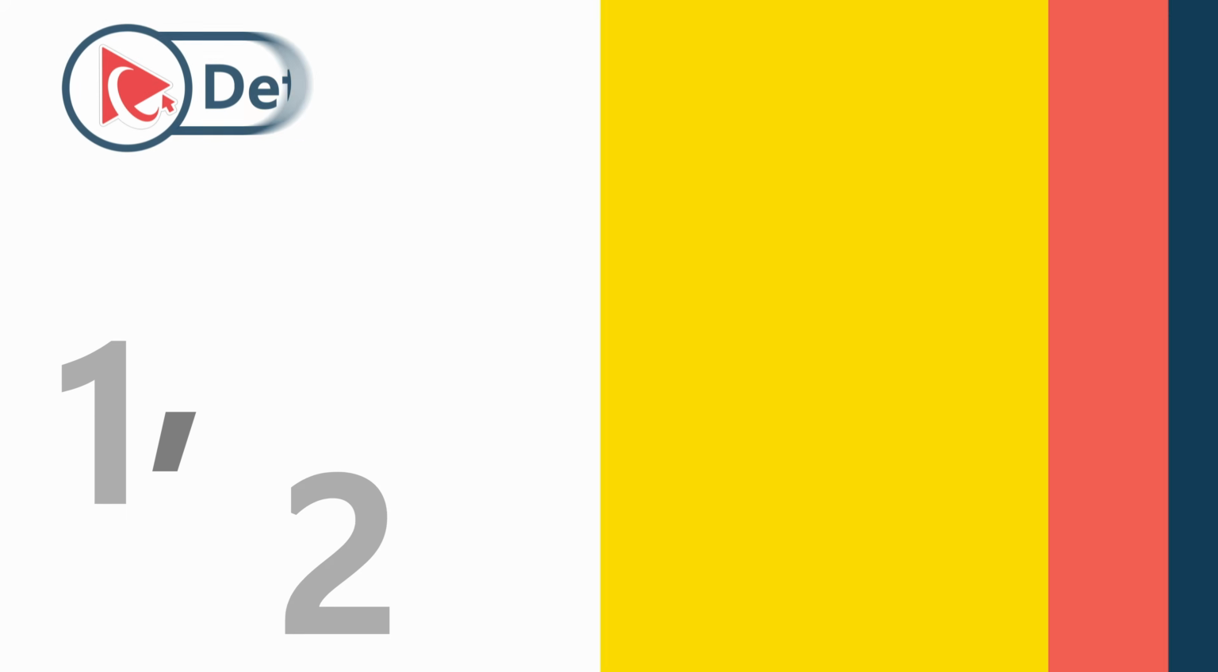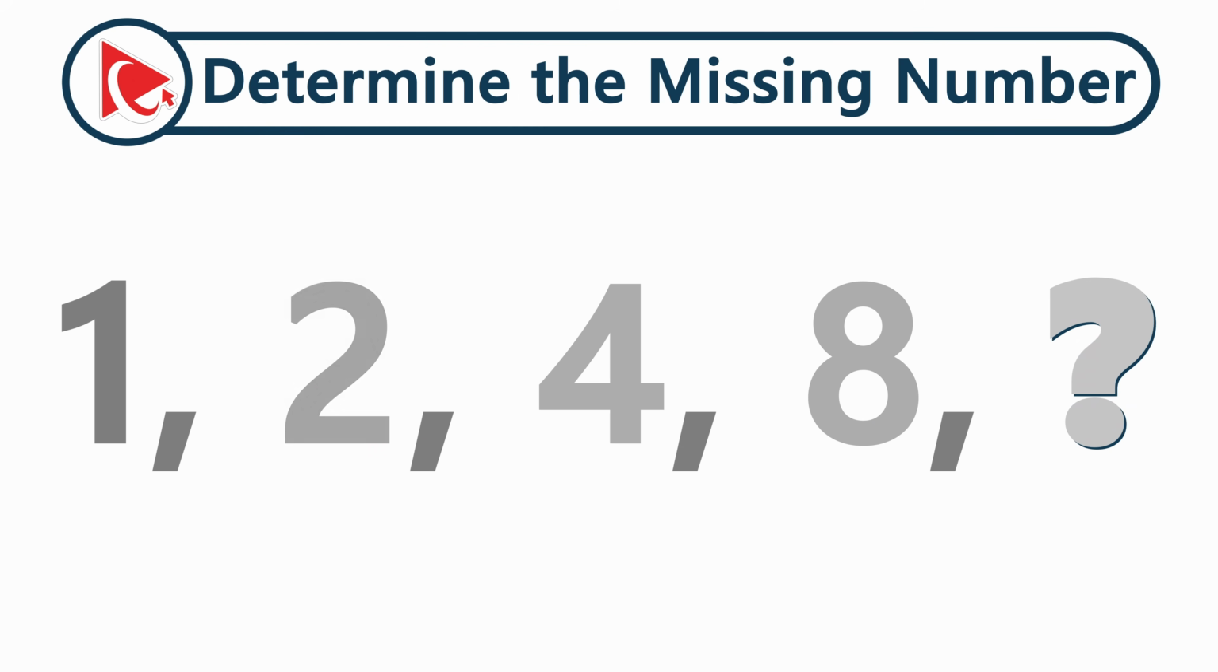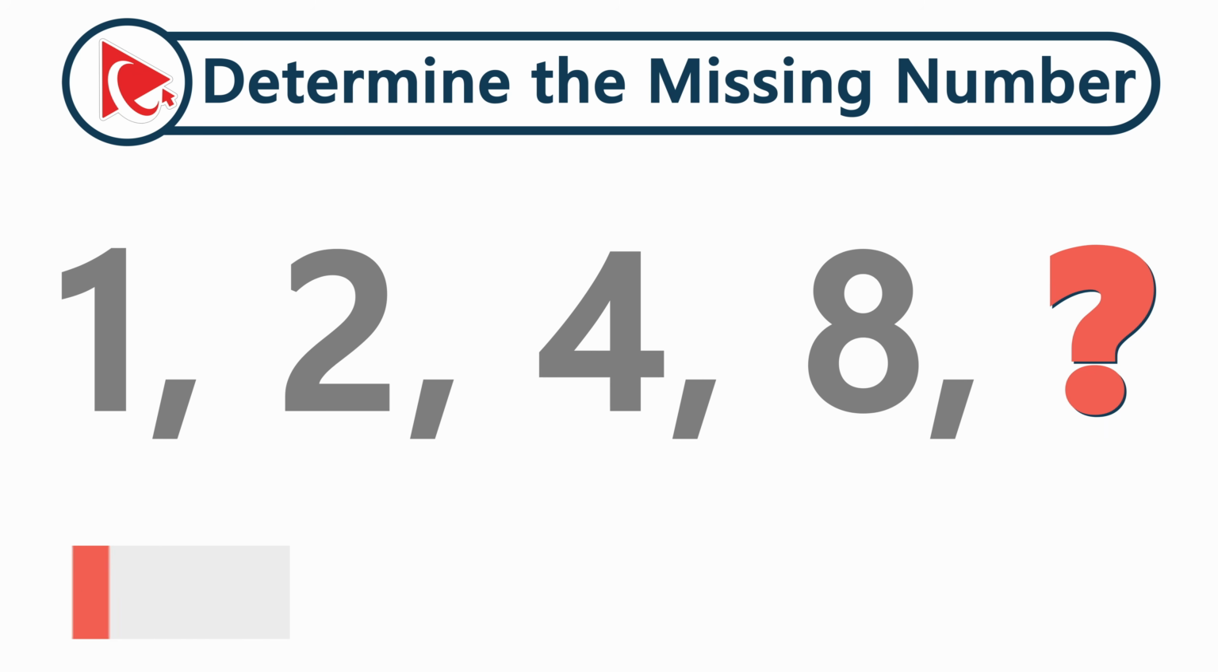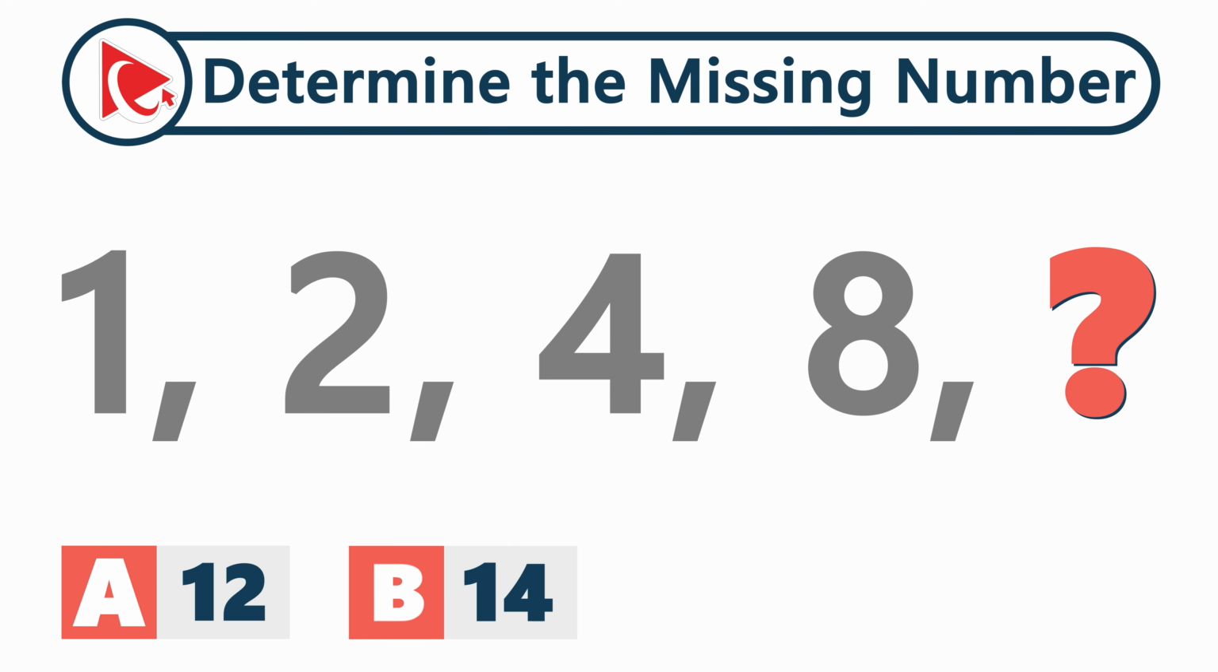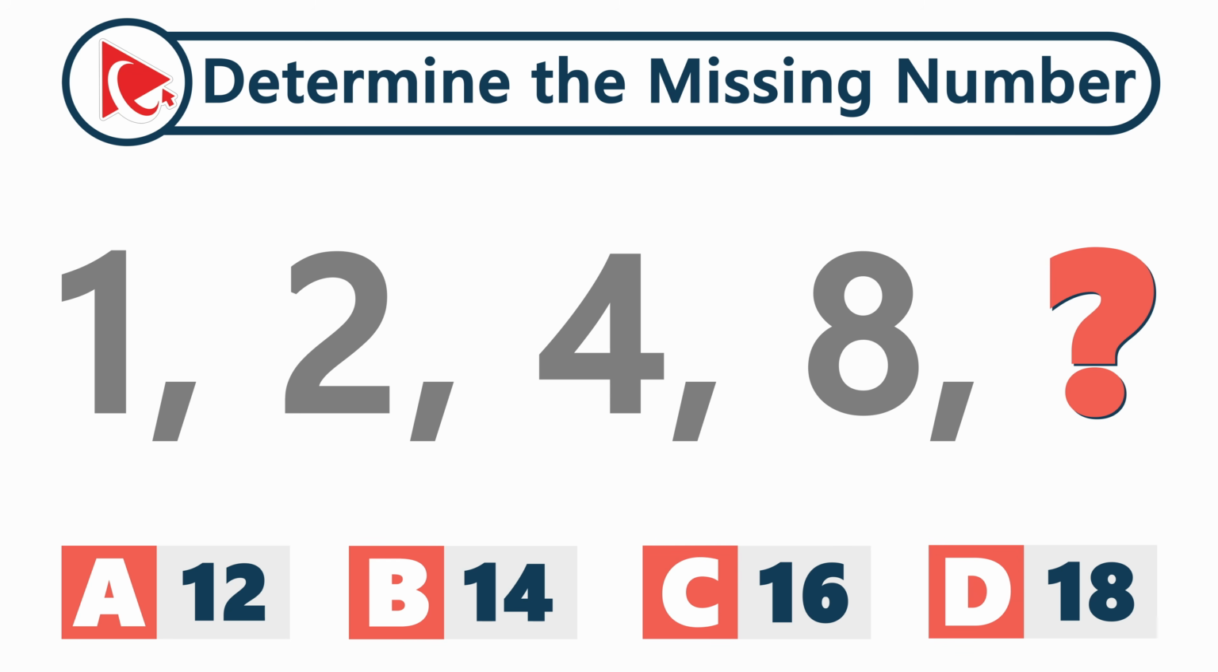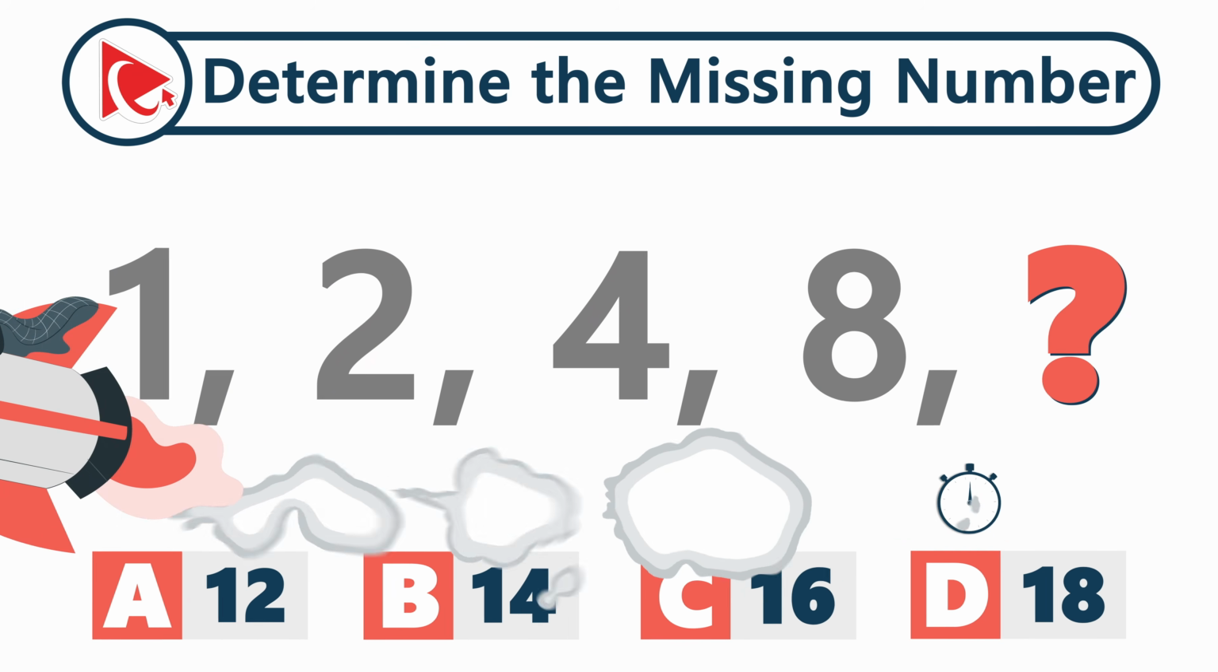You're presented with the sequence of numbers 1, 2, 4, 8, and then comes the missing number, which you need to calculate and select your answer out of 4 possible choices. Choice A, 12, choice B, 14, choice C, 16, and choice D, 18. Take a moment to think carefully about this problem. I'll give you some time, along with the helpful hints, to guide you through this step by step. Let's get started.